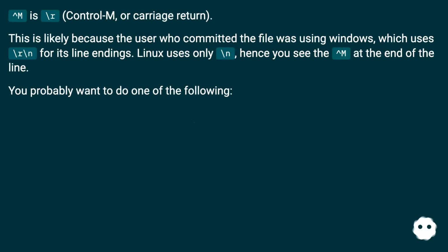^M is \r, Control-M, or carriage return. This is likely because the user who committed the file was using Windows, which uses \r\n for its line endings. Linux uses only \n, hence you see the ^M at the end of the line. You probably want to do one of the following.